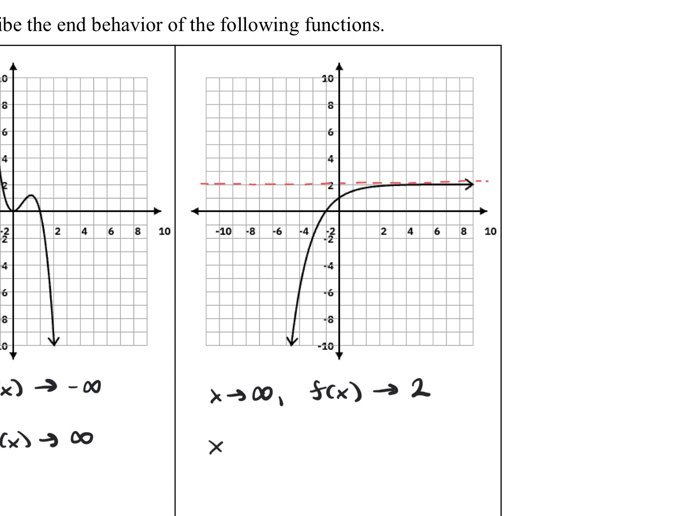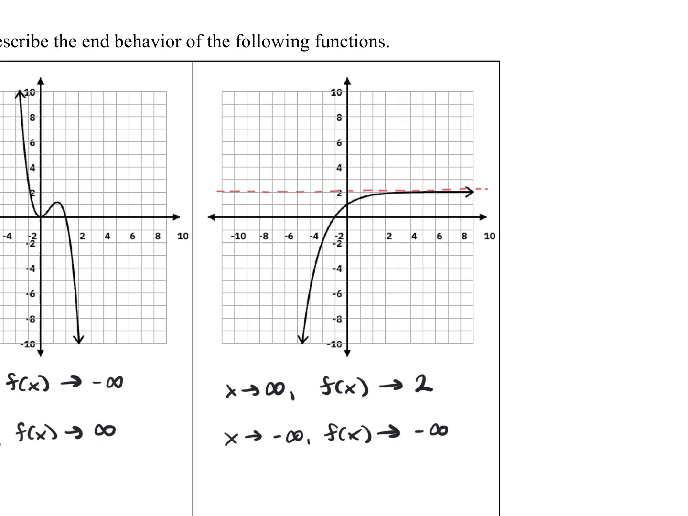And then to the left, so as x approaches negative infinity, we can see that if we trace our graph to the left, it is going down forever. So that side will approach negative infinity.